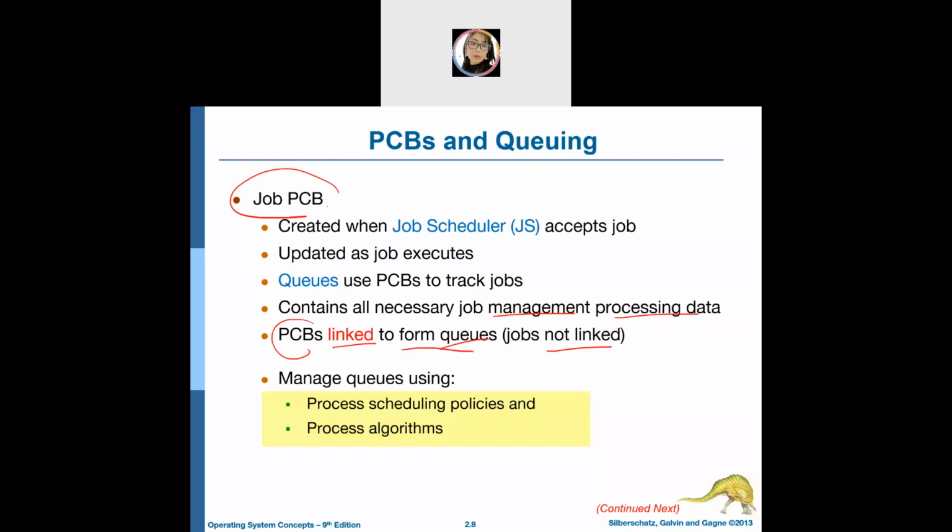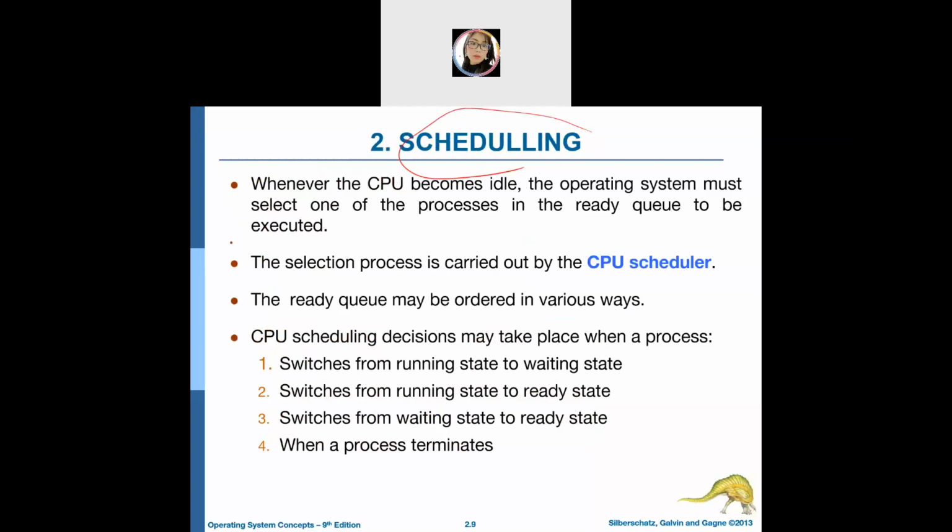What is the main task for this job? It's going to manage your queuing. It manages your queuing here, okay? It's going to manage your queuing using several methods. First is process scheduling policies, and another one is process algorithm. So let's move to the next, which is under scheduling.